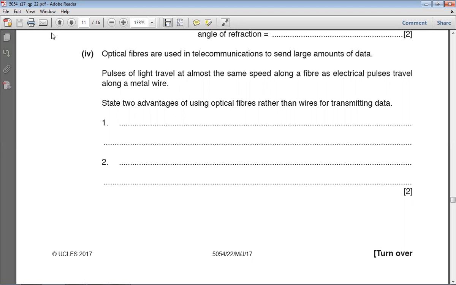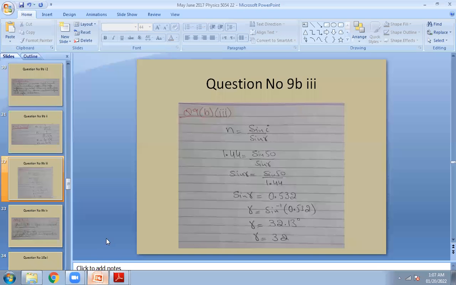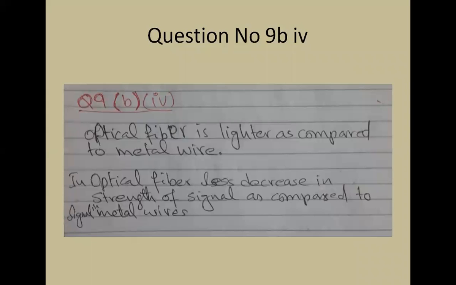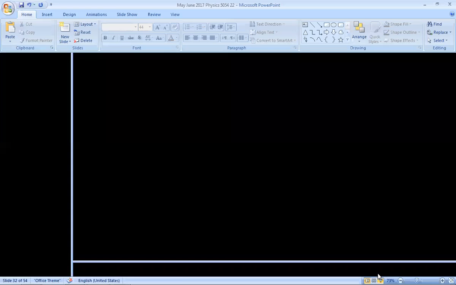It's a 2-mark question. Let me show you my answer. So here we go. Optical fiber is lighter as compared to the metal wire. In optical fiber, there is less decrease in strength of the signal as compared to the signal in the metal wires.